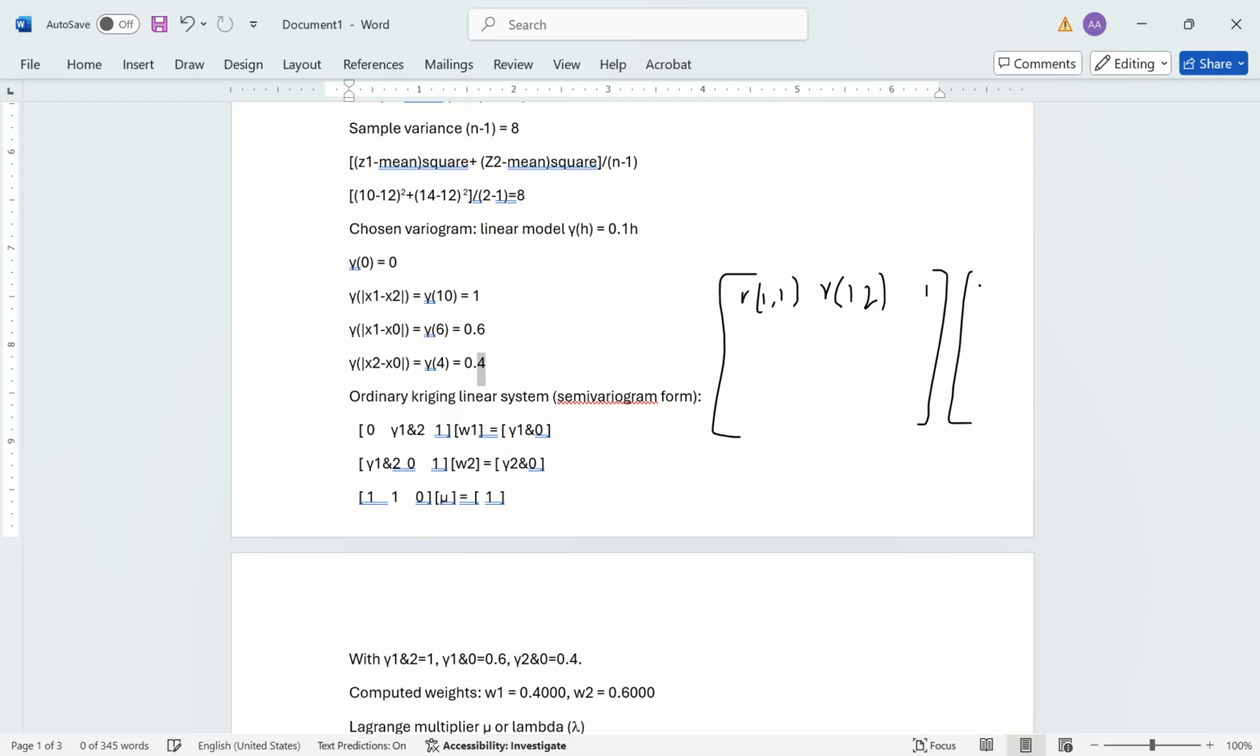Then this matrix is complete, and here we have the variance, the weights W1, W2, and the lambda. This is the second matrix, which equals the variance of point 1 with the point of interest, which over here is 0, say, or P0, and the variance of point 2 with the point of interest.